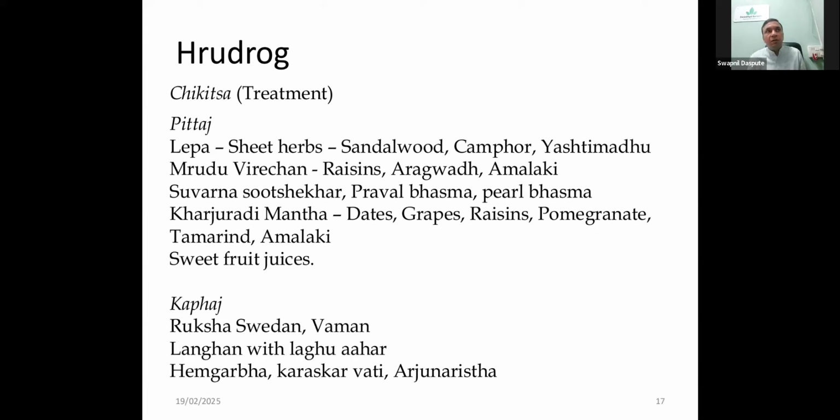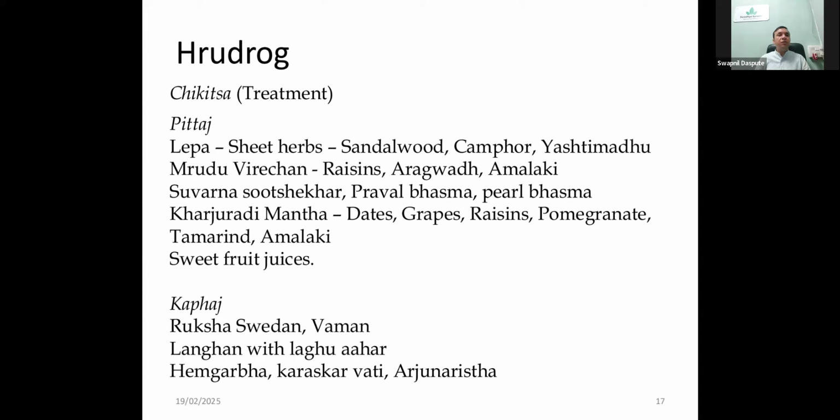So you must have heard of ORS, oral rehydration solutions. It acts similar to that. Nothing else needs to be added to this. No salt, no sugar, no jaggery, etc. Okay.